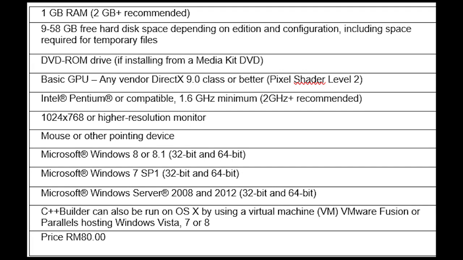Next is Programming Software C++. The specification for Programming Software C++ is it has 1 GB RAM, 958 GB free hard disk space depending on edition and configuration, including space required for temporary files. DVD-ROM drive if installing from a media kit DVD, basic GPU any vendor DirectX 9.0 class or better, with pixel shader level 2, Intel Pentium or compatible, 1024x768 or higher resolution monitor, mouse or other pointing device, Microsoft Windows 8 or 8.1, Microsoft Windows 7, and Microsoft Windows Server. And the price for this Programming Software C++ is 80 ringgit.